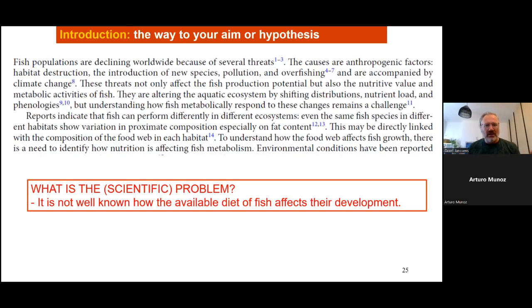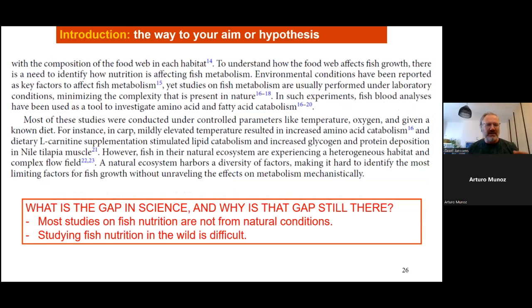And then, of course, that's a scientific problem. Why is that still a scientific problem? Because of the gap in science. Why is that gap still there? There are studies on fish nutrition, but these are usually in lab conditions, not in natural conditions, to clearly mimic the living environment of the fish. So it's better to study fish nutrition in the wild, but that's of course difficult because you cannot exactly estimate what they are eating. In the meantime, there are some solutions for that, but if you want to know what it does to the fish, then there's the opportunity.